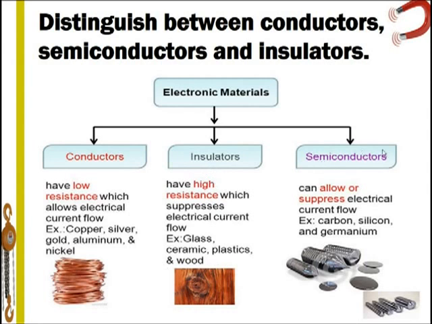In terms of semiconductors, well, semiconductors can allow or suppress electrical current flow. In other words, they behave in the same way as conductors and insulators to some degree. So in a way, they're kind of a cross between the two. They can allow or they can suppress electrical current flow. And examples of semiconductors, or materials that are used in semiconductors, are carbon, silicon, and germanium.